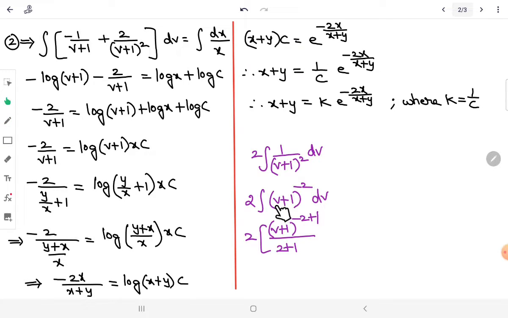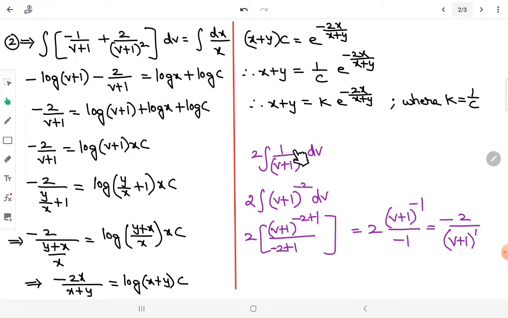Okay, but clearly this is not exactly v, so what is its derivative? The derivative of v is 1, 1 plus 0, anyway 1 only. So here 2 into (v plus 1) whole power minus 1 by minus 2. Minus 2 plus 1 will become minus 1. So you can write very clearly as minus 2 by (v plus 1); the whole power minus 1 can be taken to the denominator as power plus 1. So the same thing only I have taken. Instead of integrating all the terms together, you can do it separately. I have applied the integral of x power n formula, and so I got minus 2 by (v plus 1).